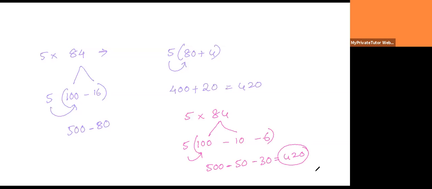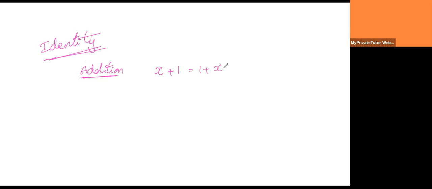So let's try the last one, which is identity. What is identity? Identity property is nothing but, okay, let's go with the addition first. For example, we have a number x. We are going to add 1 to that, which is the same as 1 plus x. This property we hardly use though. Identity is nothing but a 1 generally.